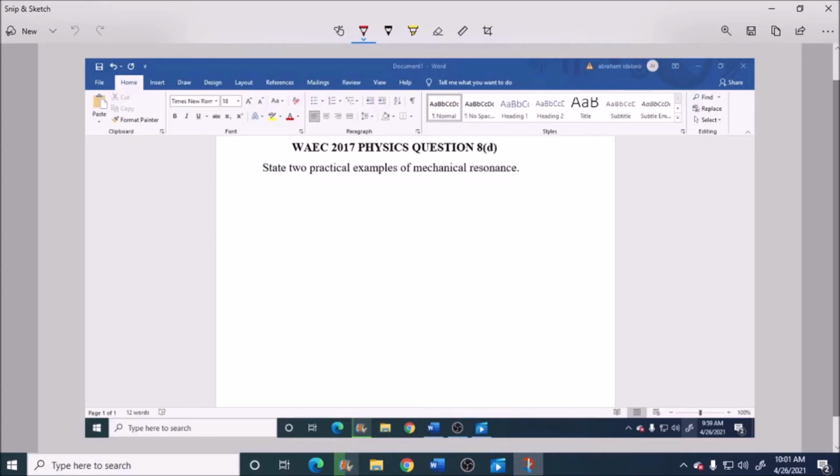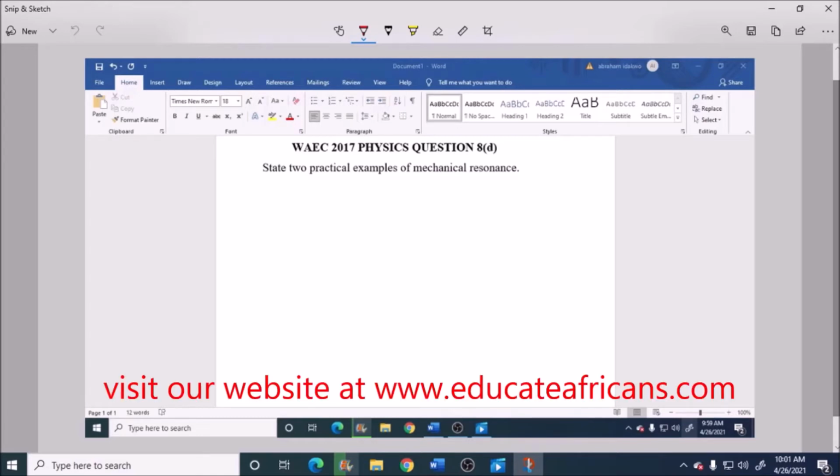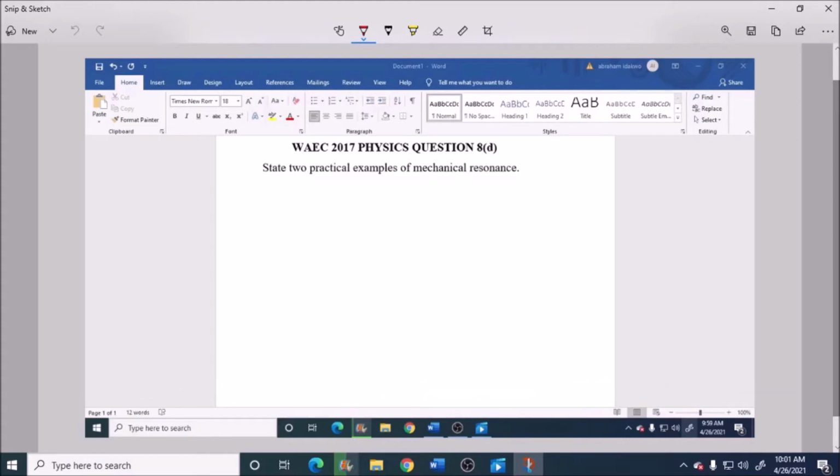Now it is important for us to know what resonance is. Resonance is said to occur in an AC series circuit when the maximum current is obtained from such a circuit. So what are the two practical examples of mechanical resonance?